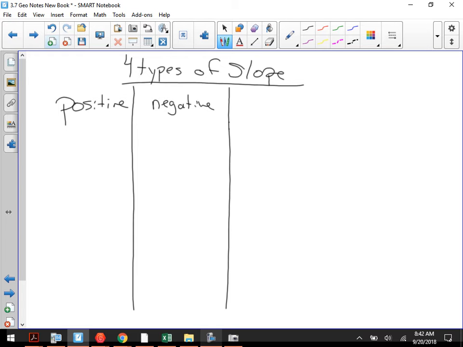The other one. What is neither positive nor negative? What number represents that? There could be a 0 slope.